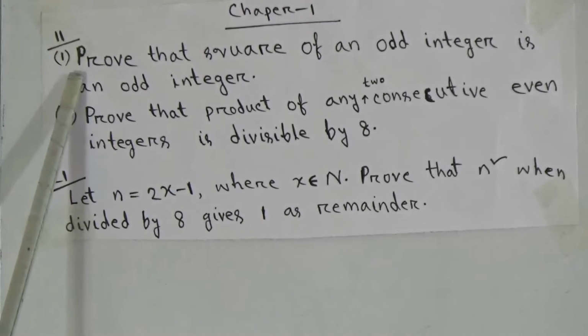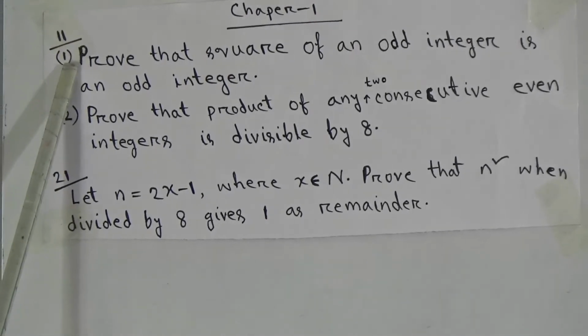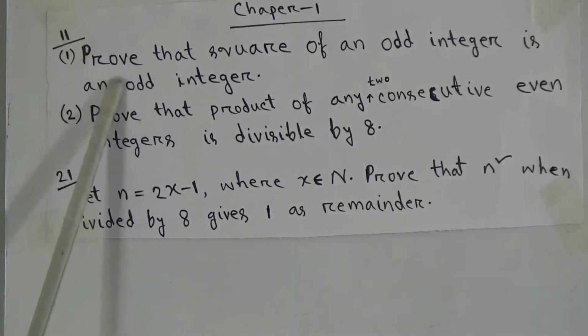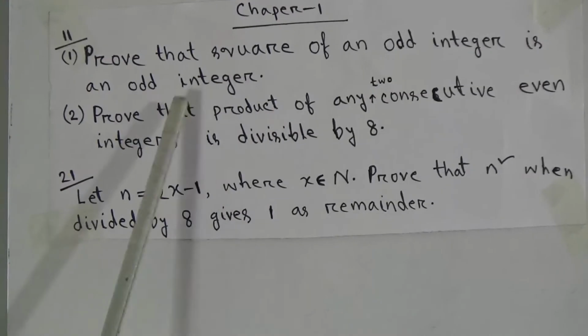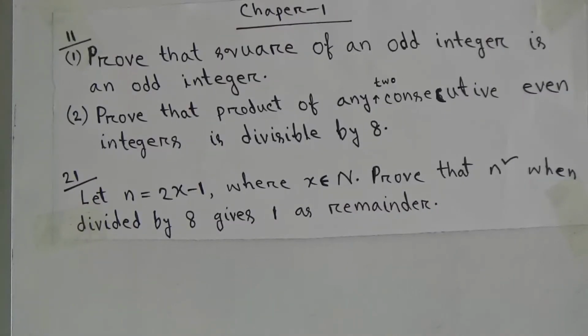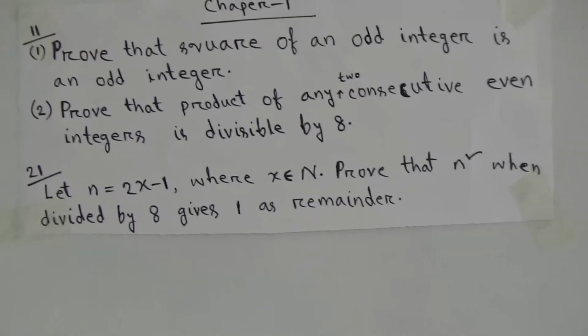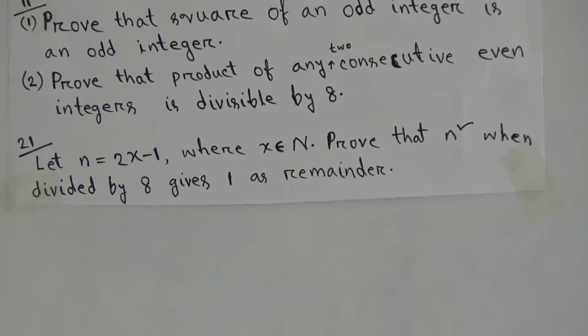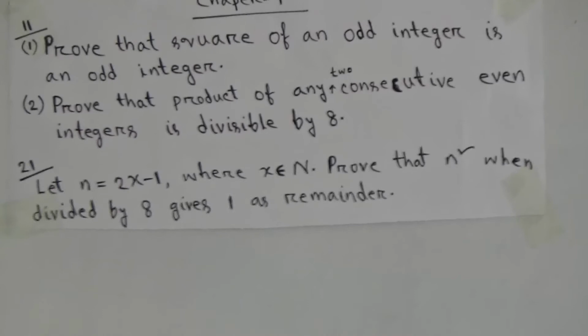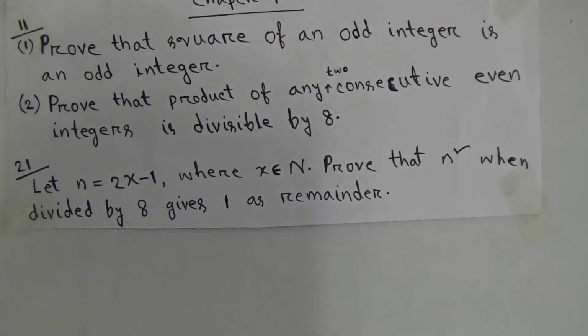Here, the first question of 11 number is question number 1, sub number 1, question number 11. The question is, prove that the square of an odd integer is an odd integer. If we consider one odd integer 3, the square of 3 is 9. 9 is also an odd integer. And if we consider 7 is an odd number, then its square is 49. It is also an odd integer. Now we have to prove it.